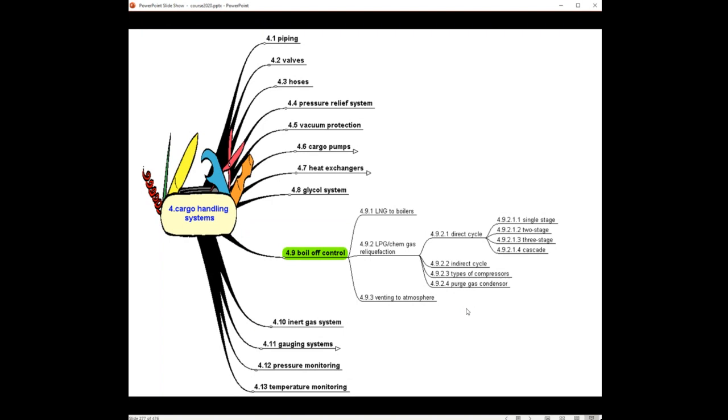There is a third option which says venting to atmosphere, but this is not an option. This is only an option in case of emergency. For the safety of the vessel, the safety of the crew, you can vent to the atmosphere. But in all other circumstances, this is prohibited since the 1st of January 2016.